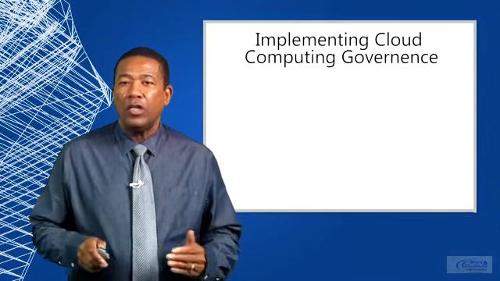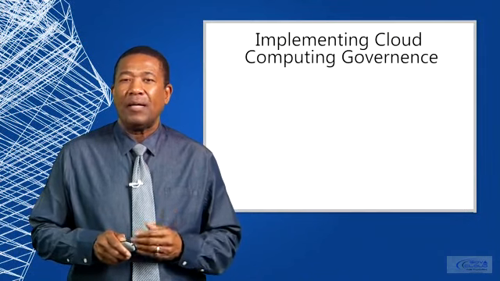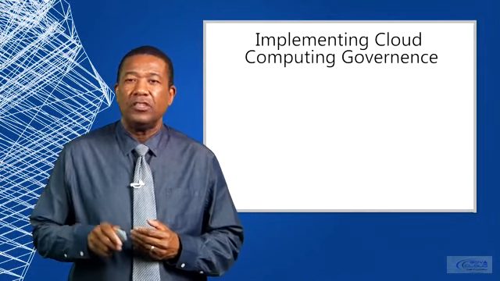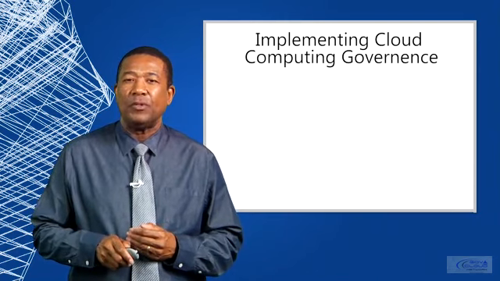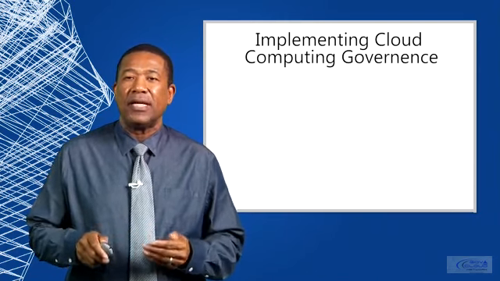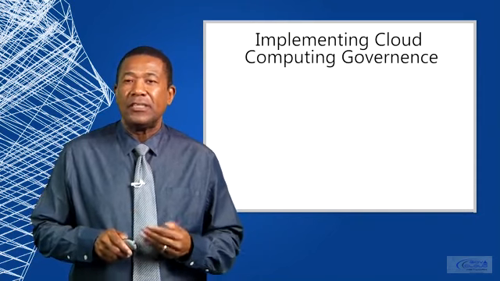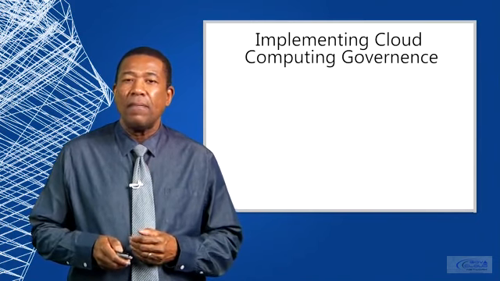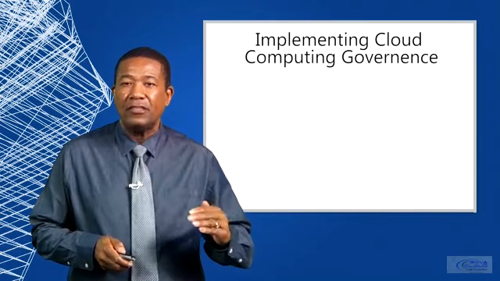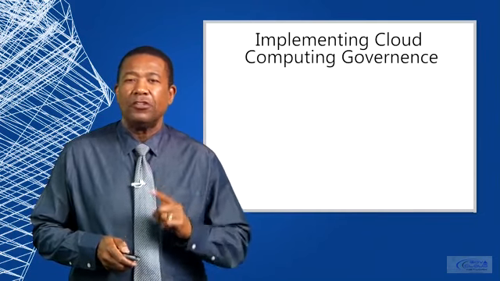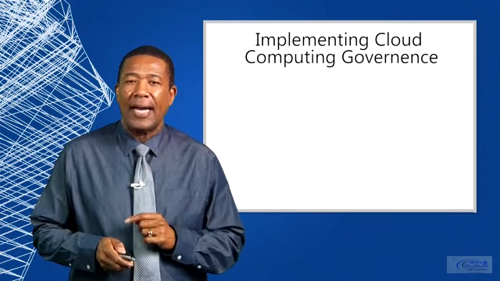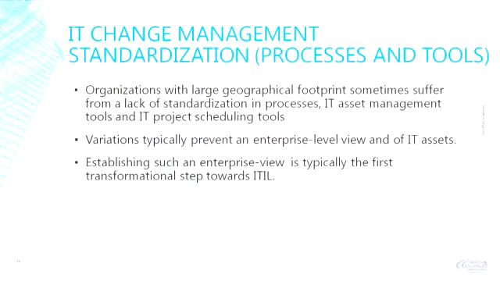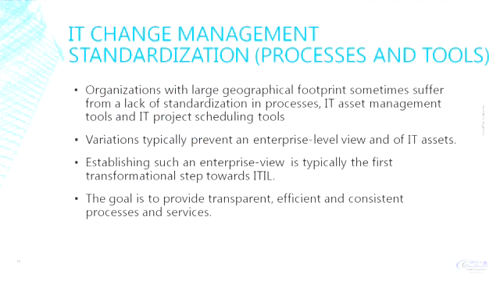Organizations with large geographic footprints sometimes suffer from a lack of standardization in process, IT asset management tools, and IT project scheduling tools. Variations typically prevent an enterprise-level view of IT assets. Establishing such an enterprise view is typically the first transformational step towards ITIL. The goal is to provide transparent, efficient, and consistent processes and services.